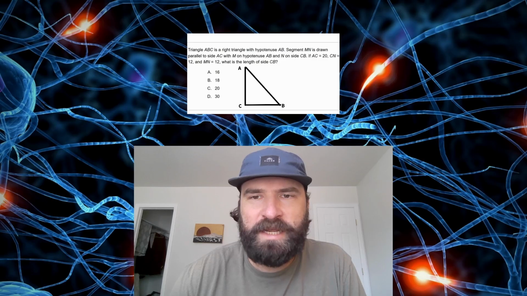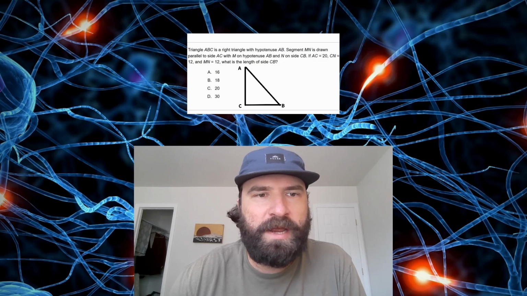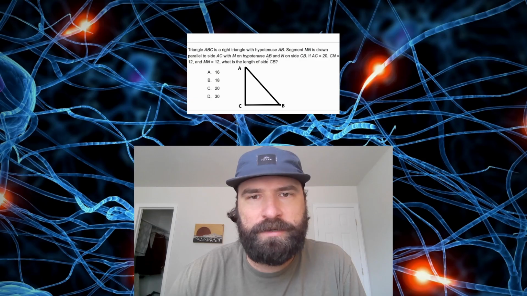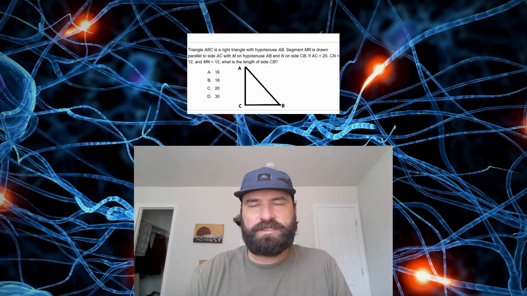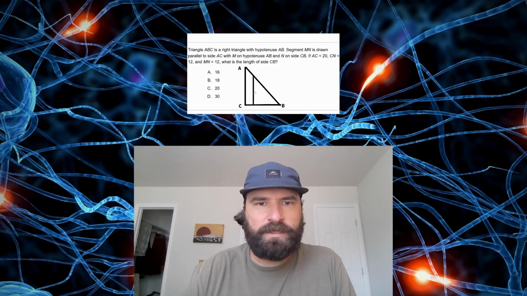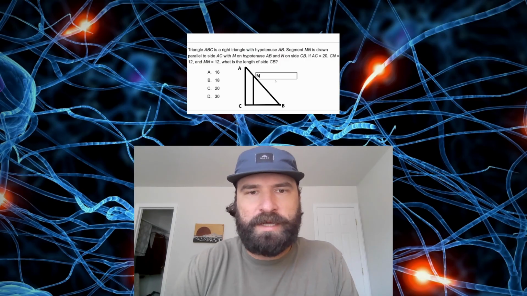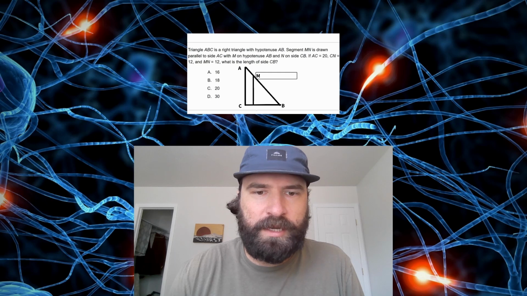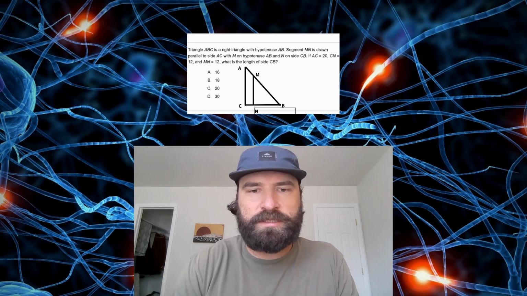And they're telling us segment MN is drawn parallel to side AC with M on hypotenuse AB and N on side CB. So let's draw that in as well. So it sounds like the line looks something like that, parallel to AC. And M is the point that lies on the hypotenuse, so that would be the point right there. And N would be down here on side CB.